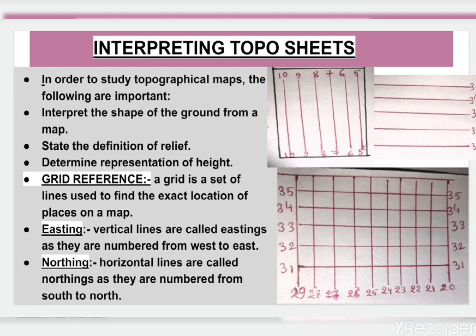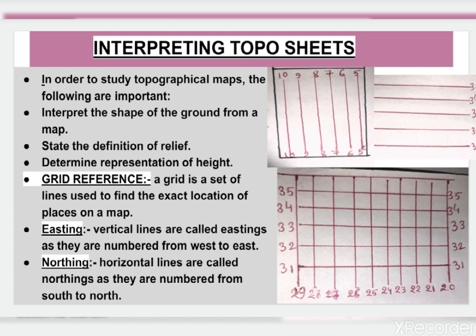So let's discuss about this topic, that is interpreting topo sheets. Remember, you will not do topographical map because it is a huge map, but in this part we will be learning about different features of a topographic sheet. Okay, now topographic sheet generally contain 10 grid division, 10 eastings and 10 northings.